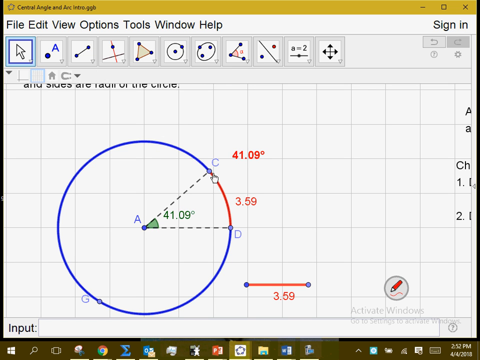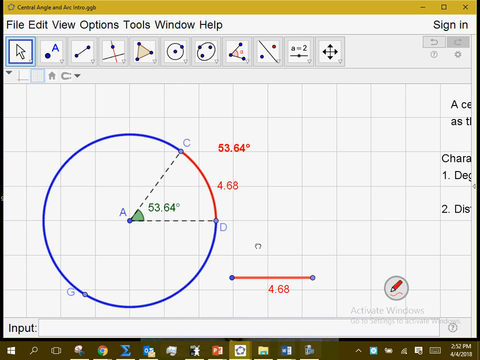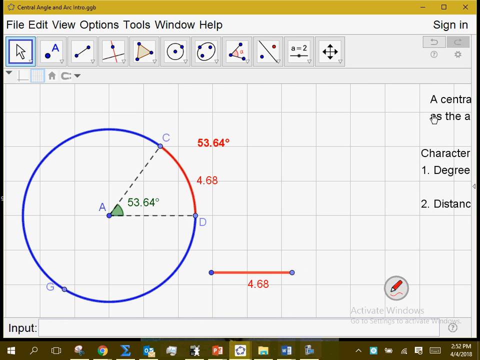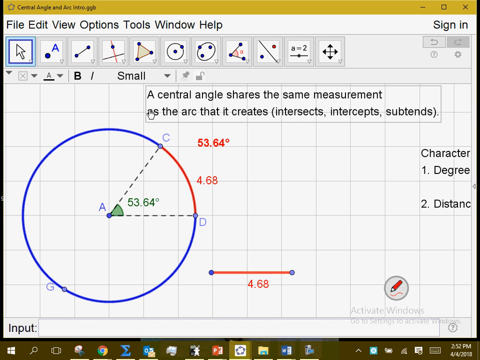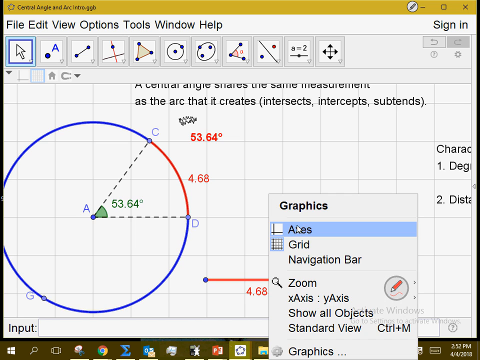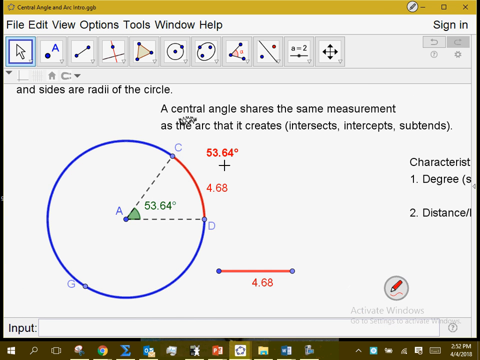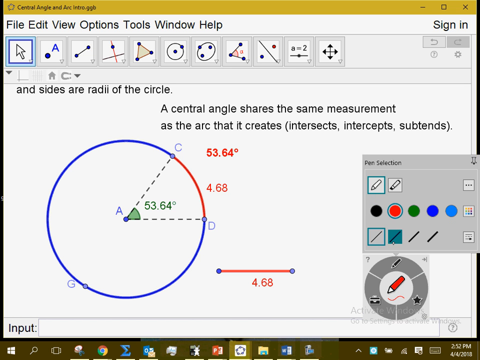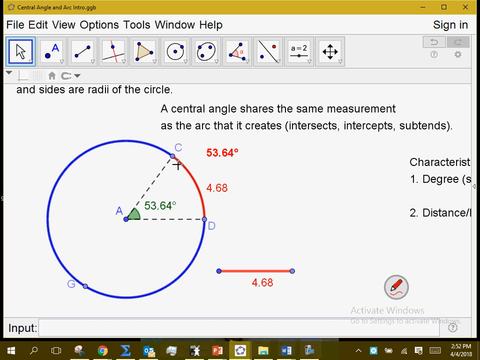What is a portion of a circle called? A portion of a circle, or a part of a circle, is called an arc. Have we heard that before? No? Okay. All right, so that red shape is referred to as an arc.